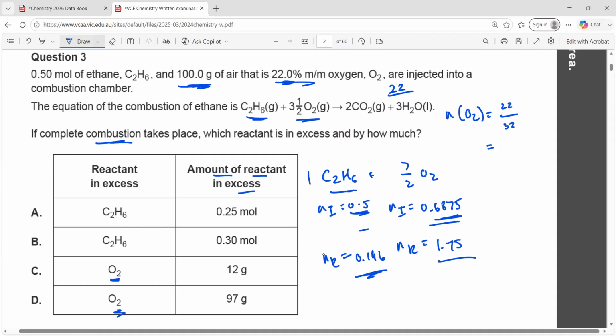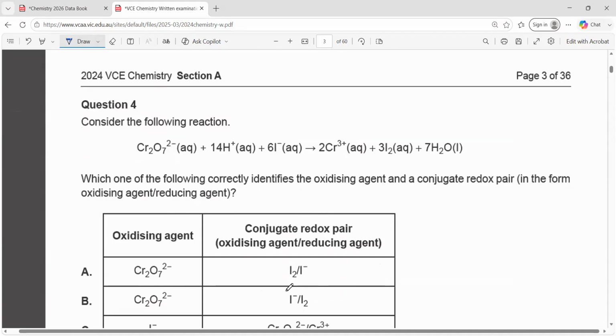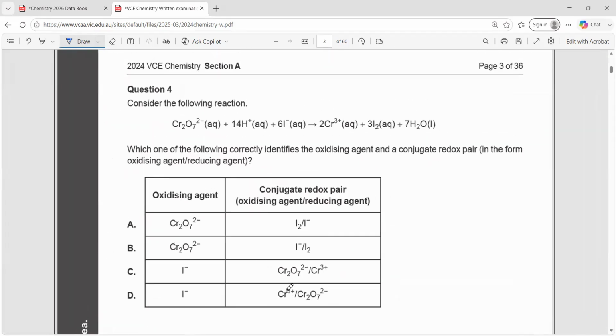So 0.5 minus 0.196, and you get 0.304, which is that. That is a very sneaky question, but it's also a new addition to the study design, so I should have been paying closer attention to that. So here, there's a couple of changes going on.